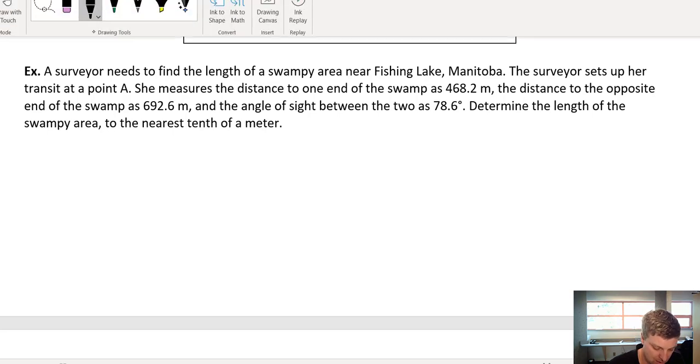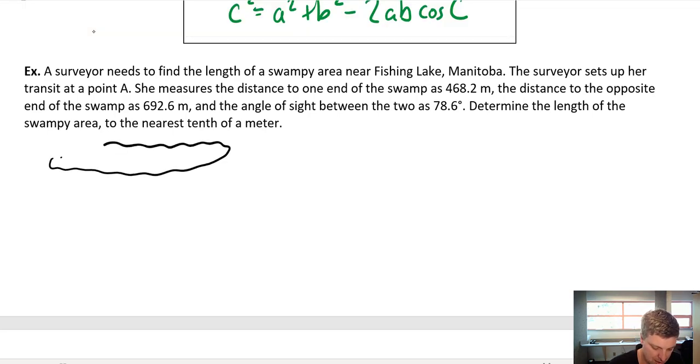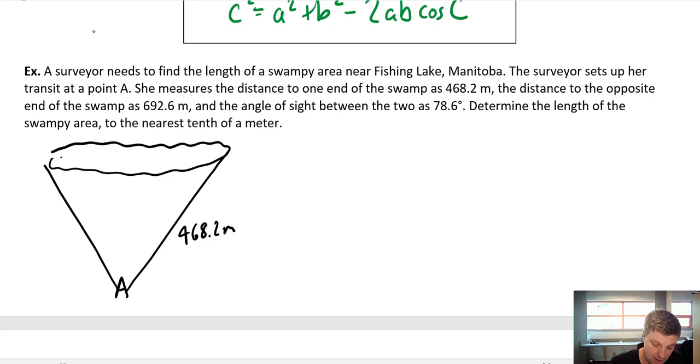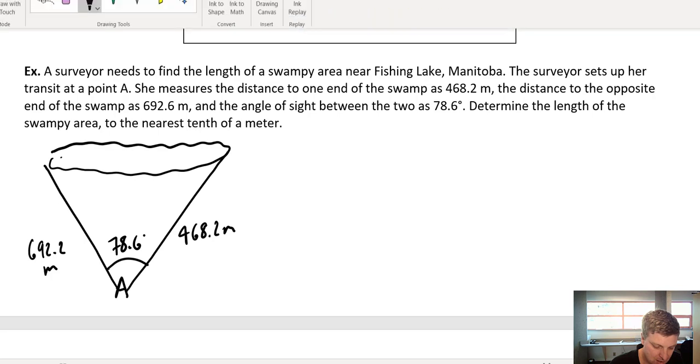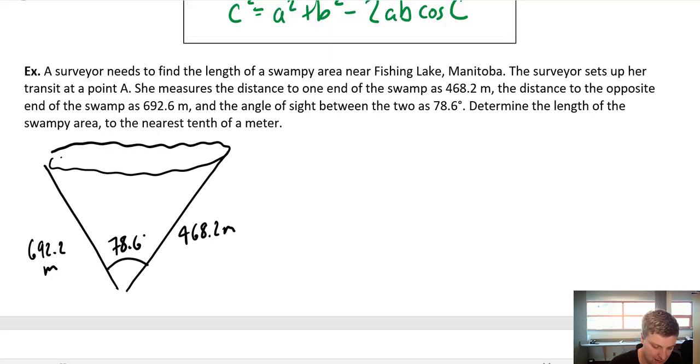So I think we're going to need a little picture. So here's my swampy area there. I can't really draw a swamp, so we'll just do that. She sets herself up here at this point, and then she measures the distance to this end of the swamp as 468.2 meters, and the distance to this end of the swamp as 692.2 meters. And then the angle that she measures here is 78.6. Now I'm going to forget that this problem called that A. I don't like that. I'm going to call this C. Okay, and we'll see why in a second.